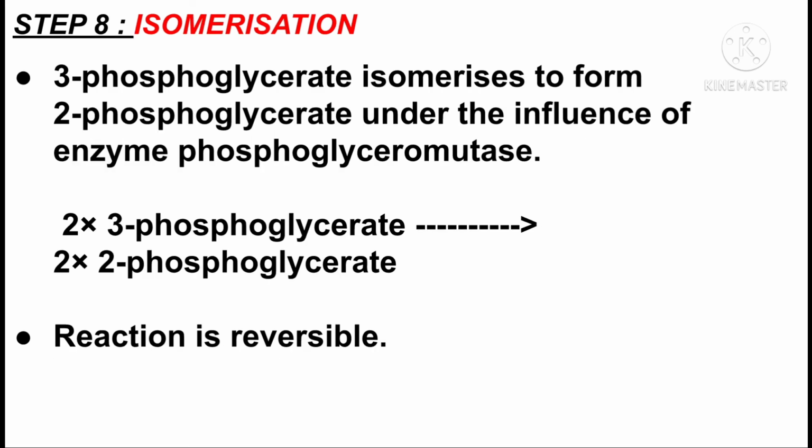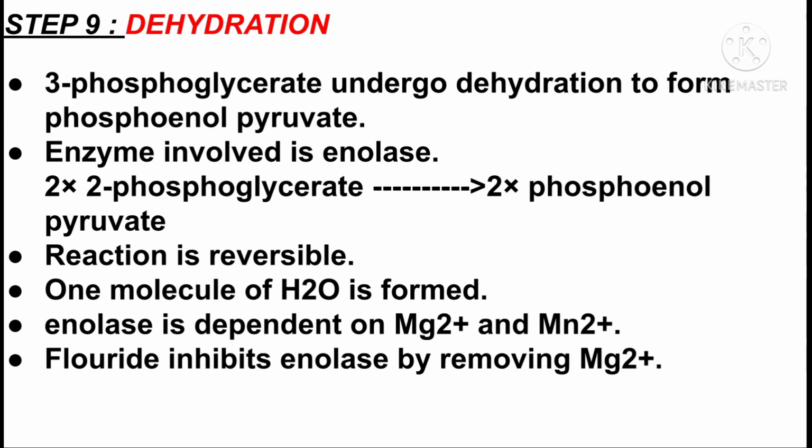Step 8 involves isomerization reaction. 3-phosphoglycerate isomerizes to form 2-phosphoglycerate under the influence of enzyme phosphoglyceromutase. The reaction is reversible. Ninth step is dehydration reaction. 2-phosphoglycerate undergoes dehydration to form phosphoenol pyruvate. The enzyme involved is enolase. The reaction is reversible. One molecule of water is formed in the reaction. Enolase is dependent on magnesium and manganese ions. Fluoride ions inhibit enolase by removing magnesium.